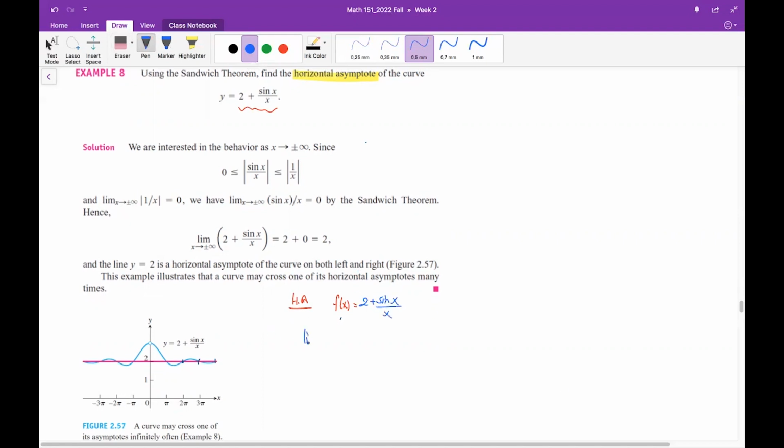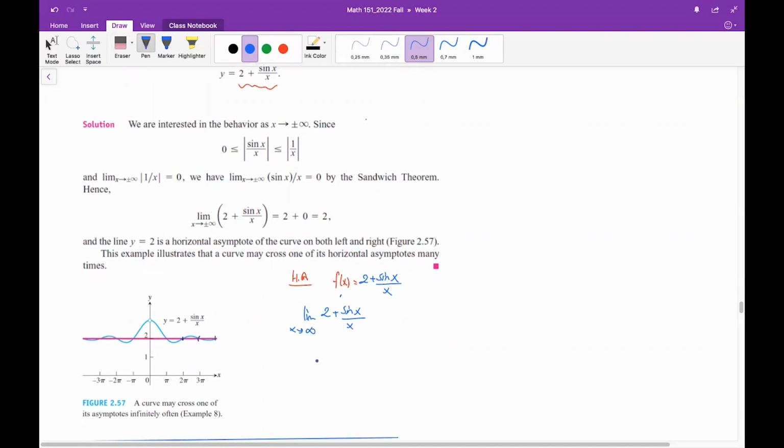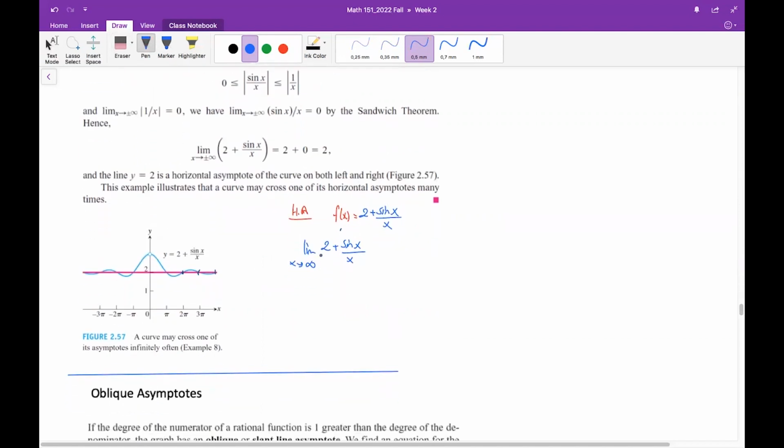So we will look at the limit of this function, sine x over x as x goes to, let's start with plus infinity, okay? Okay, what is this limit? You see, sine infinity over infinity. This is not an easy limit to compute. So we will get help from the sandwich theorem in this case.